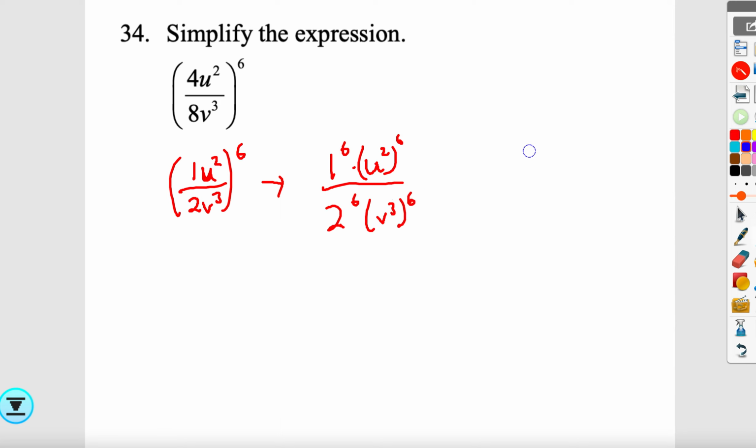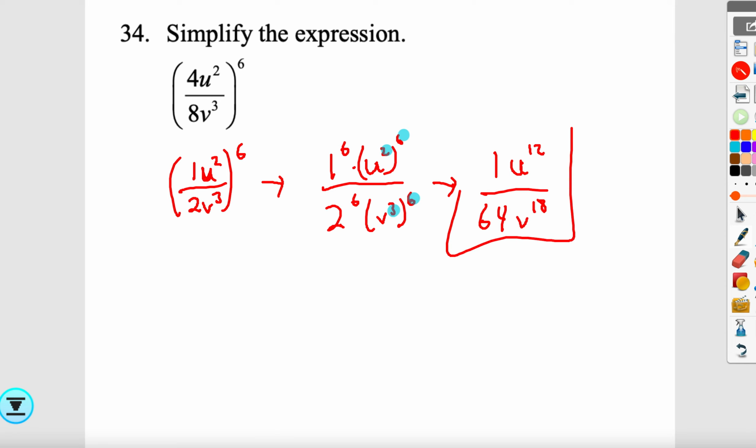Well, we know that's just going to be a power rule, right? So we're just going to be multiplying those two. And then here, 1 to the 6 is 1 times 1 times 1 times 1, which is just pretty much 1. U squared times 6, 2 times 6 is u to the 12th power. Over 2 to the 6 is 64. And then 3 times 6 is 18. Since they're different variables, we can't simplify, so we're done there. Now, we don't have to include the 1, right? We don't, but we could. It wouldn't change much about it, okay?